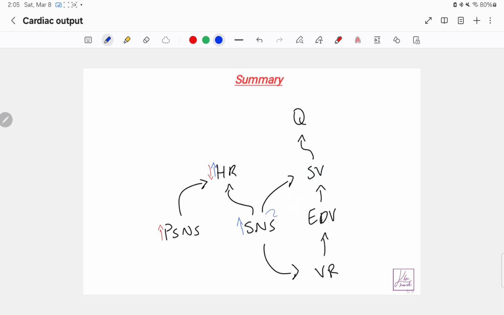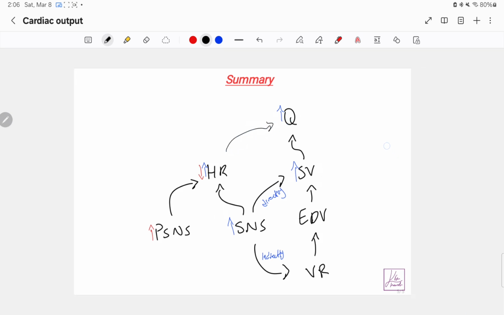The sympathetic nervous system can directly act on the stroke volume, I'm going to write this down, or it can also indirectly act on it by modulating the venous return. But directly, it can act on the stroke volume and increase it, which will then increase your cardiac output. There should be an arrow here.